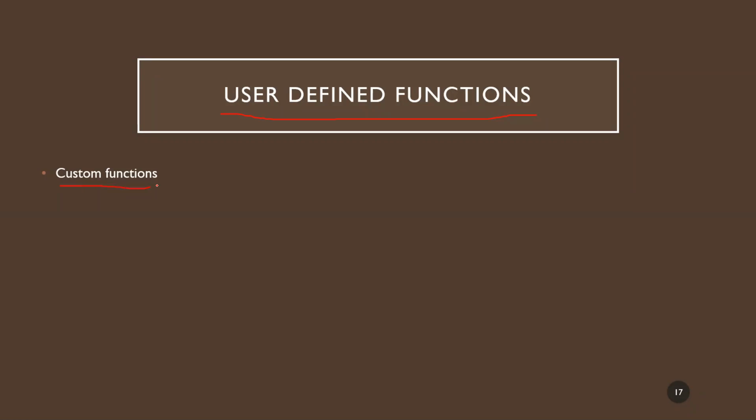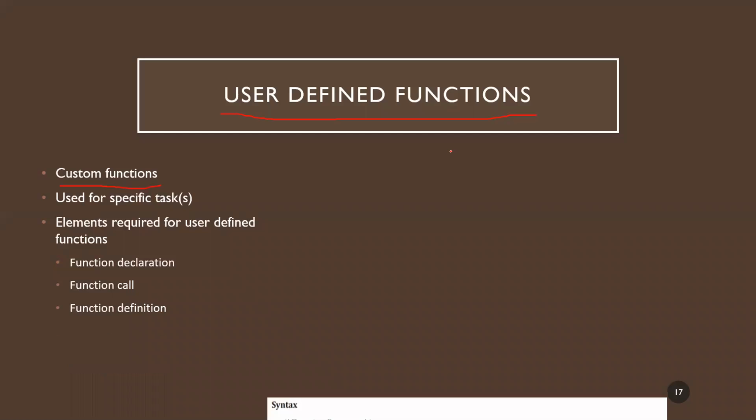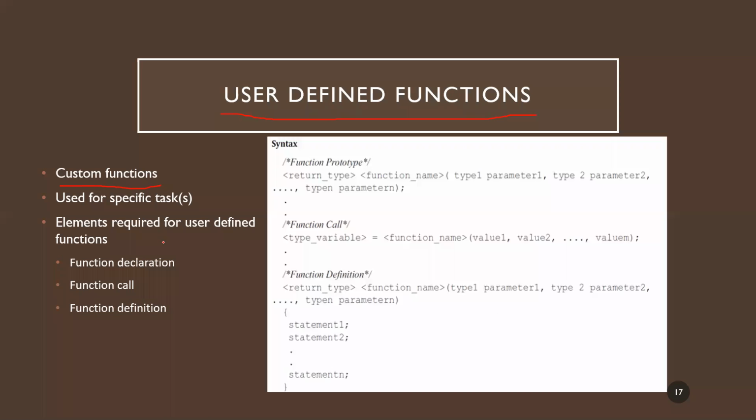These are basically the custom functions which are customized by the users for some specific purposes. Now, what are the elements which are required to define the functions? One is the function declaration, then the function call, and the function definition. These are the three elements required for user defined functions. You should declare a function, define a function, and then if you have to utilize that function, you have to call it, which we call a function call.